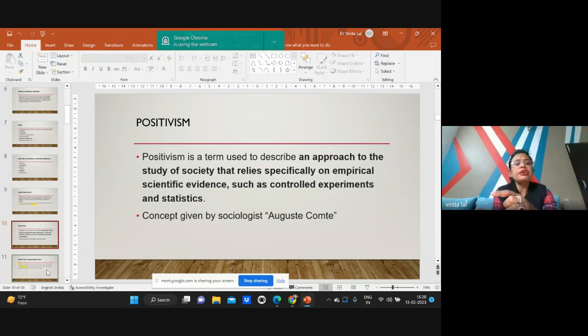Comte's ideas are contained in two major works. One is the Course of Positive Philosophy. It was published in six volumes from 1830 to 1842, and the other book is the General View of Positivism, published in 1848, I think.